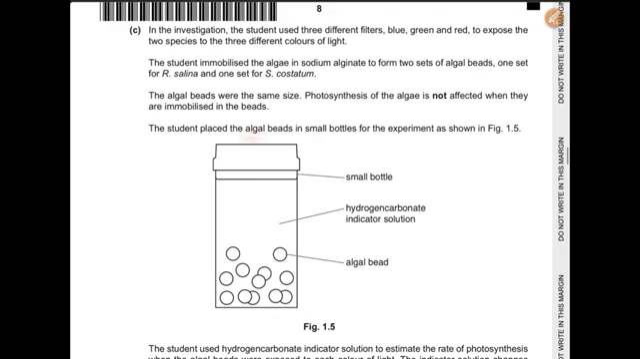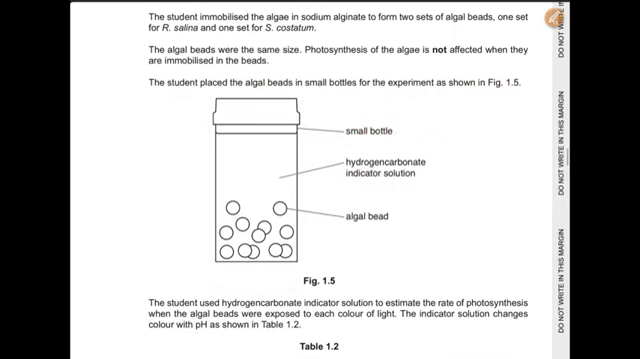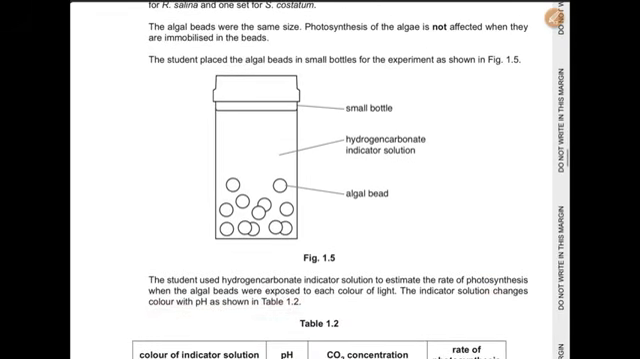The student placed these algal beads in a small bottle. This is a small bottle as mentioned here in the experiment, and it also has hydrogen carbonate indicator solution. This is used to estimate the rate of photosynthesis when the algal beads were exposed to each color of light. The indicator solution changes color as shown in table 1.2. What happens here is that we have a filter and light is allowed to pass through. The student is examining how the rate of photosynthesis changes when the color of light changes.